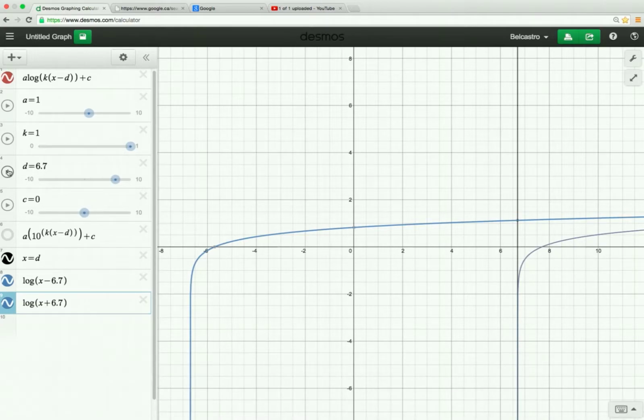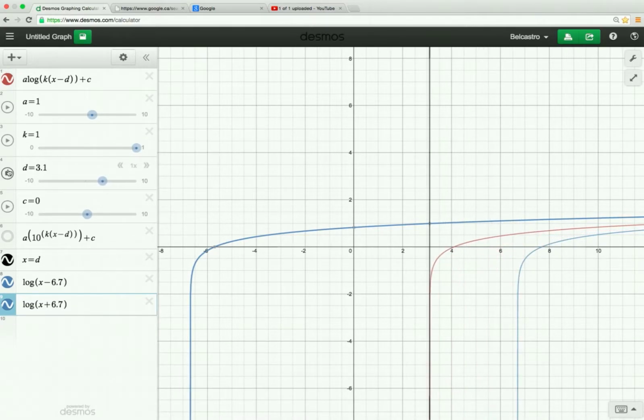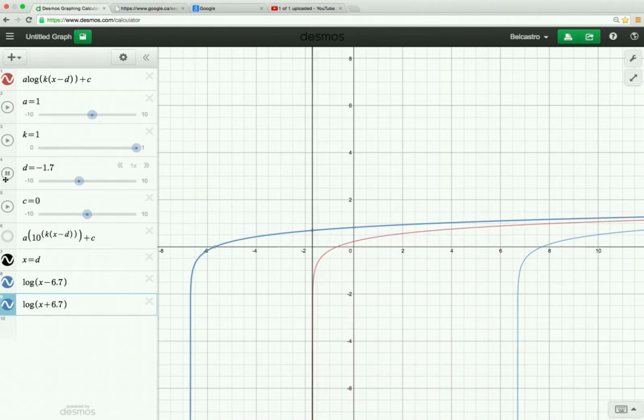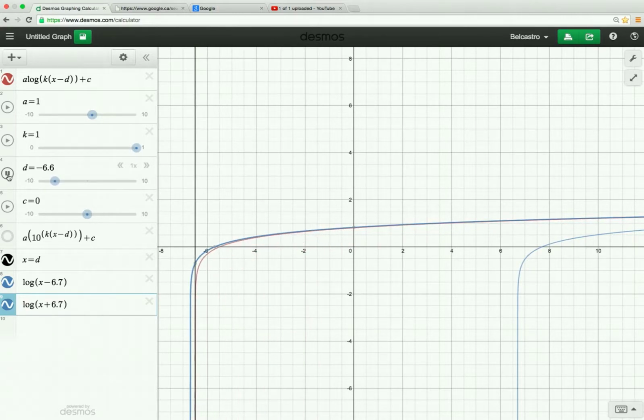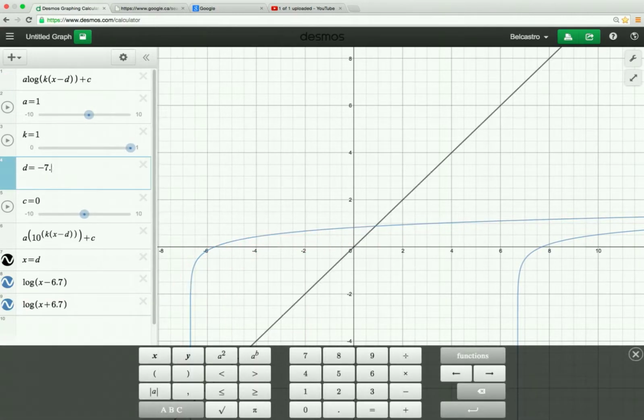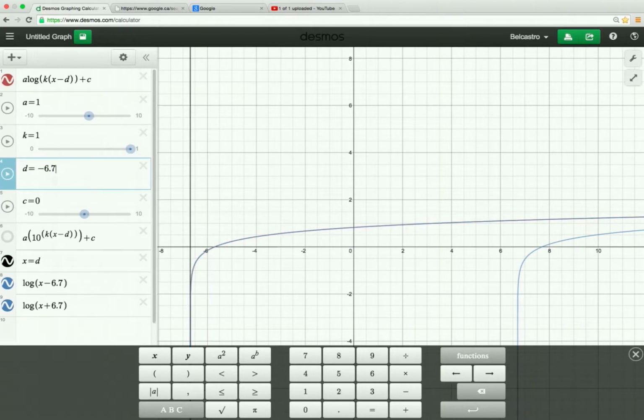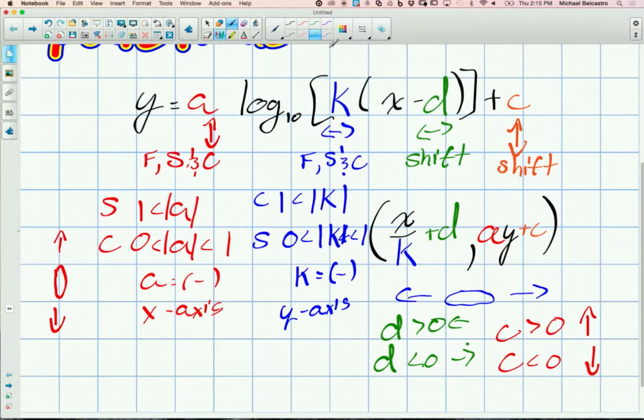And it's the same idea as it moves back to the left. You'll notice when we see if we can get to 6.7 again. Just missed it. Negative 6.7 is the same as when it's x plus 6.7. And the reason being, if we subtract a negative value, it's the same as adding a positive number.